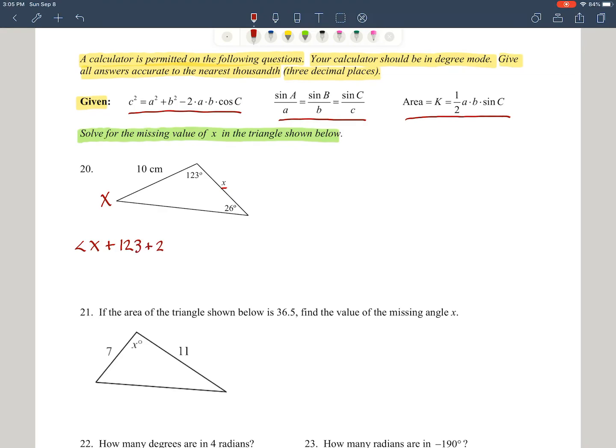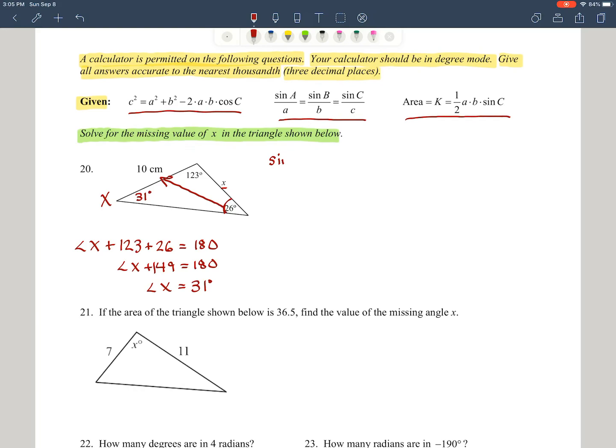123 plus 26 should equal 180. 123 and 26 should be 149, so angle x plus 149 equals 180. So then angle x should equal 31 degrees. Which is nice. We know that this angle is 31 degrees. And since we know that this is a 26-degree angle in our triangle, and we know the side opposite it here, this sets up real well to use the law of sines. So let's take this and set it up.